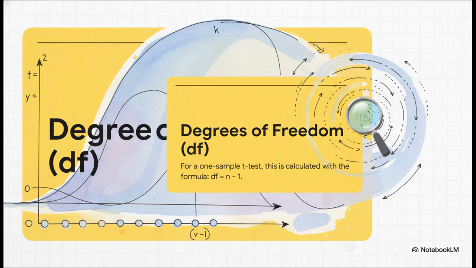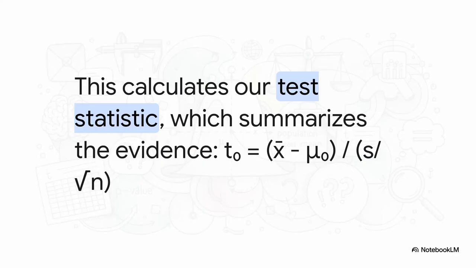Now, it sounds way more complicated than it is. For this test, the calculation is super simple. It's just your sample size, n minus 1. This little number is really important because it helps us pick the right t-distribution curve, which is how we figure out our probabilities. And here it is, the engine of the whole t-test.